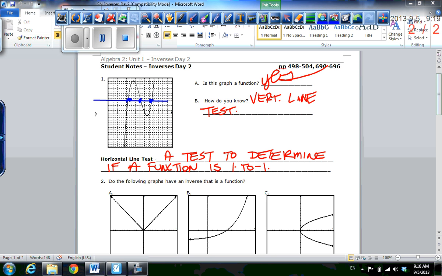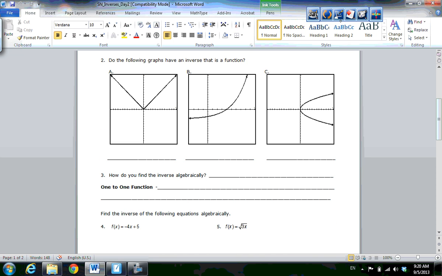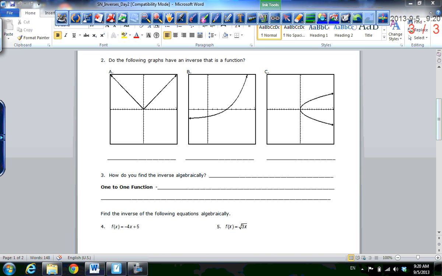And that's how we also tell if the inverse of something is going to be a function. So for part 2, for A, B, and C, all we have to do is the horizontal line test to tell if something's inverse is going to be a function or not. So I do my little horizontal line test there. If it hits at more than one point, then the inverse is not going to be a function. So for A, not a function.